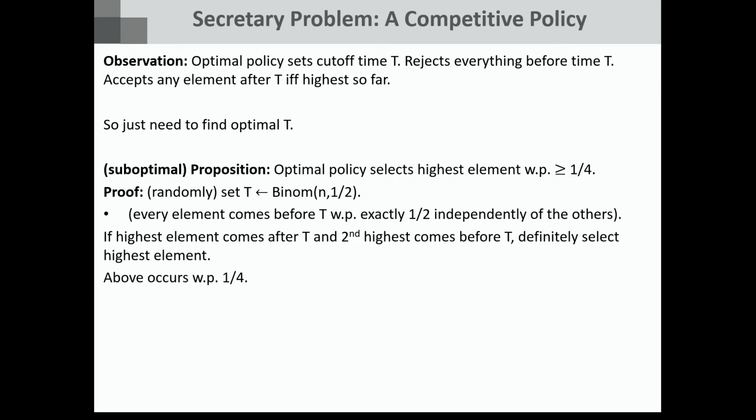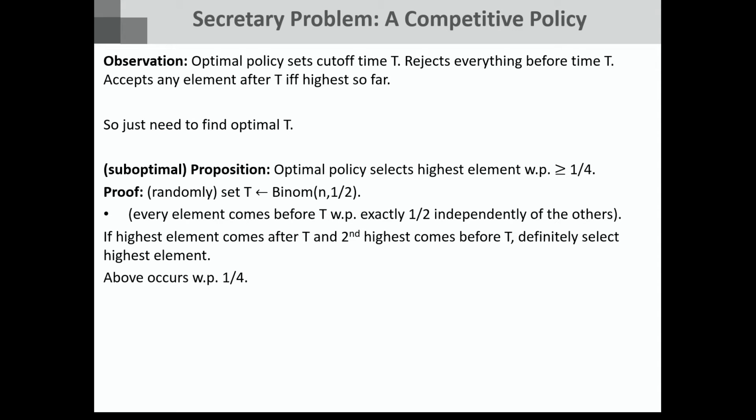Okay, so now let's reason that if the highest element comes after our cutoff, and the second highest element comes before the cutoff, we will definitely select the highest element. So why is this? The second highest element comes before the cutoff, so it will definitely be rejected. Everything that comes before it will also be rejected. And anything that comes after it has to be larger than the second highest element to be accepted, and only the highest element is. So we will definitely have room for the highest element. And when the highest element comes, it will be after the cutoff, so we will choose to accept it.